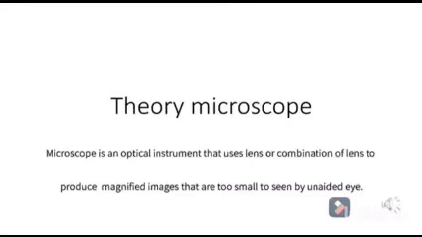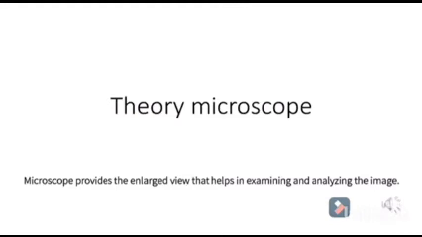A microscope is an optical instrument that uses a lens or a combination of lenses to produce magnified images that are too small to see with the unaided eye. A microscope provides the enlarged view that helps to analyze the image.